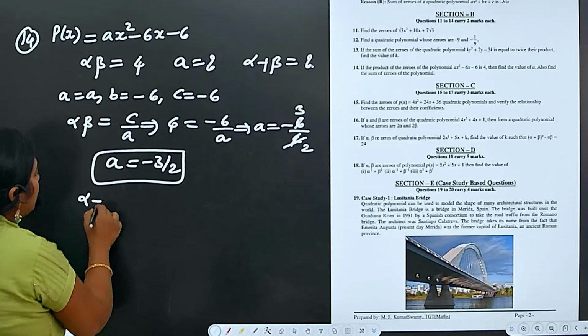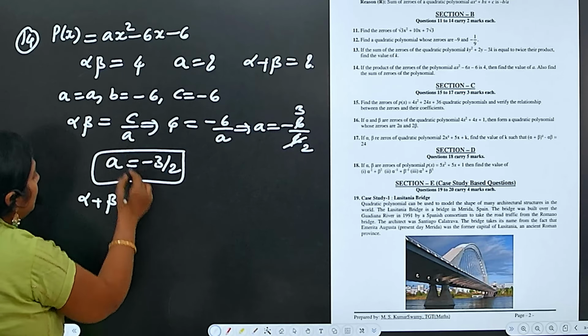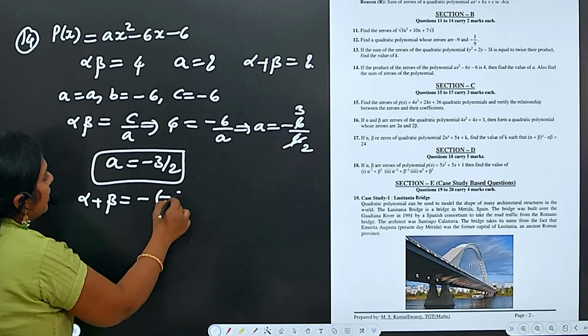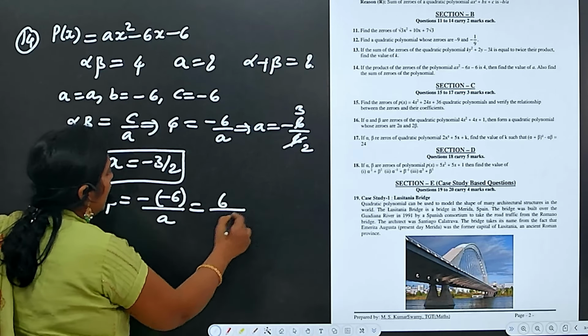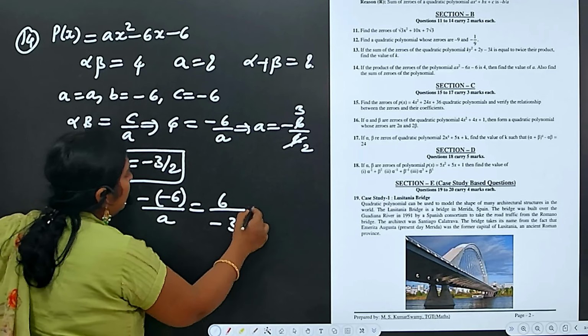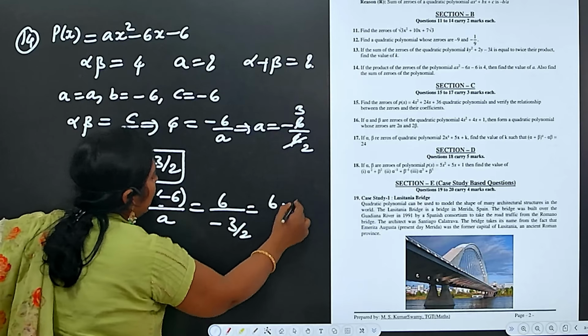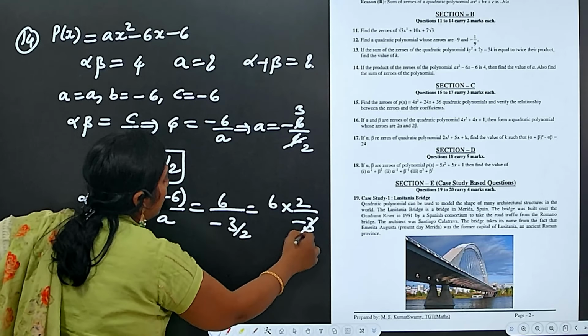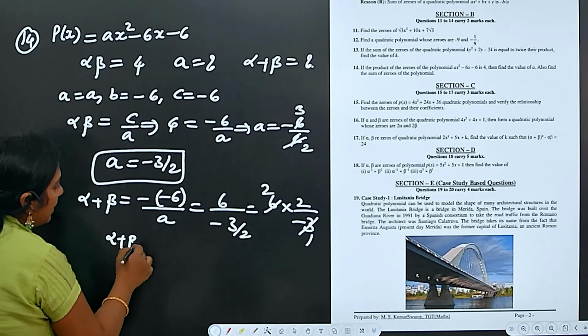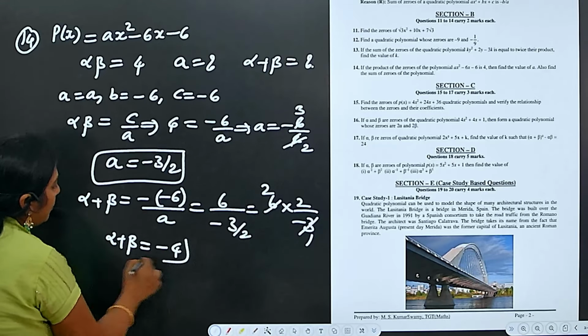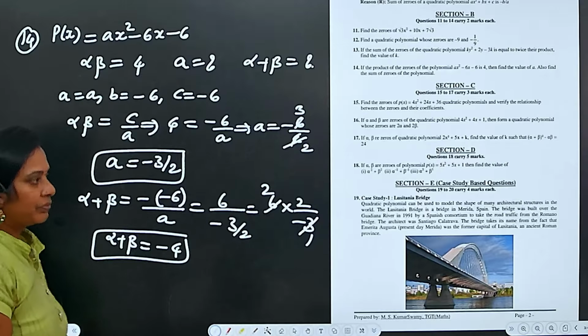Sum of the zeros alpha plus beta equal to minus b by a equal to 6 by minus 3 by 2, equal to 6 multiply with 2 over minus 3. So alpha plus beta equal to minus 4.